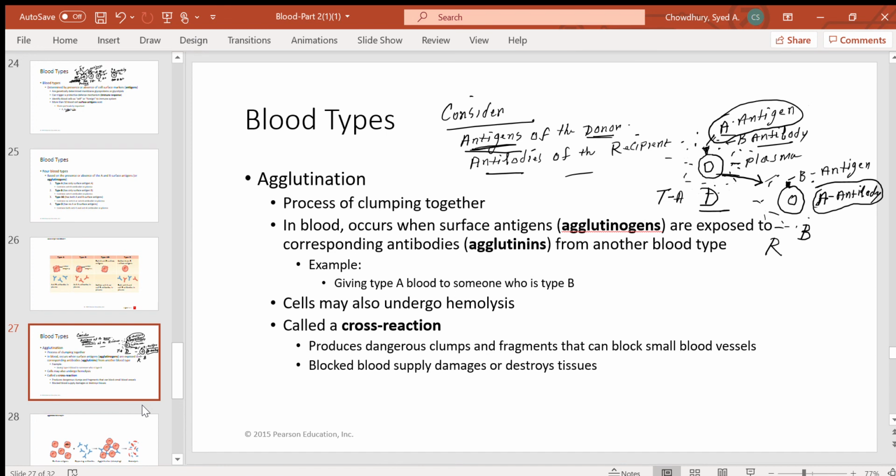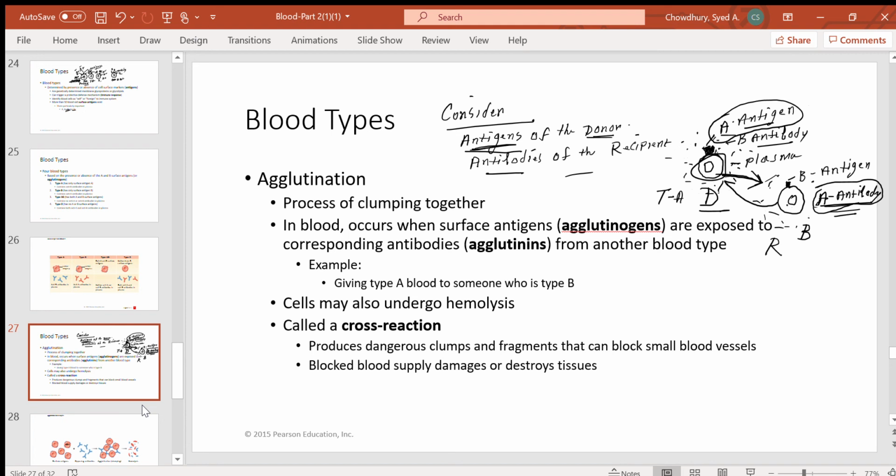So when this blood enters the recipient's body, on the red blood cell surface you have A antigen. In the plasma of the recipient you have a huge amount of A antibody, right? So when the blood enters, immediately these antibodies will bind with these antigens and destroy the red blood cell.